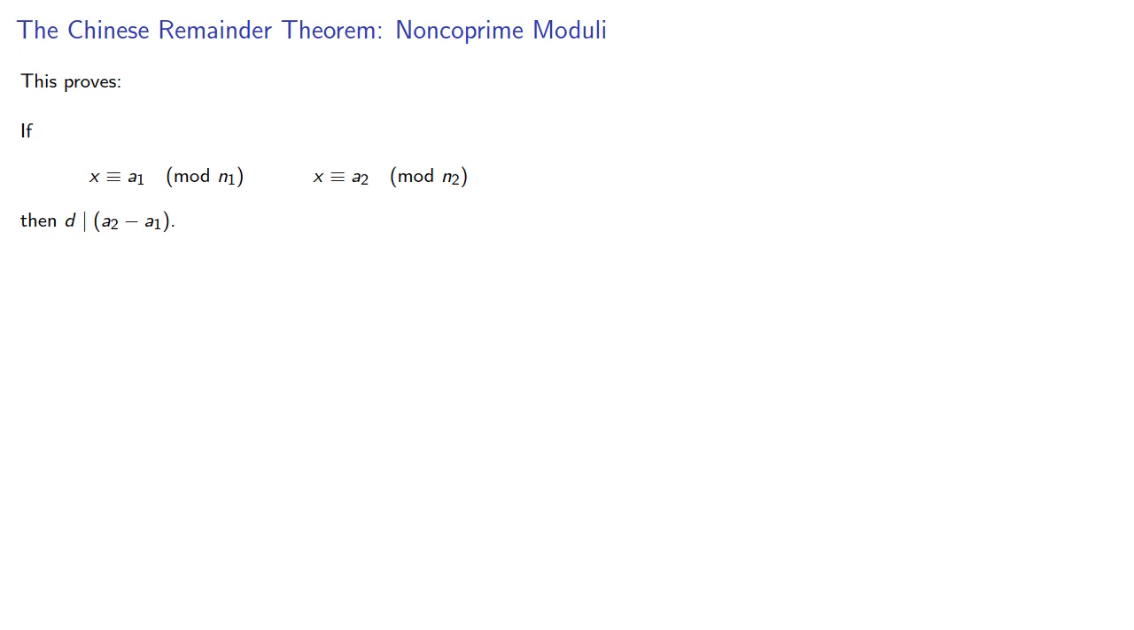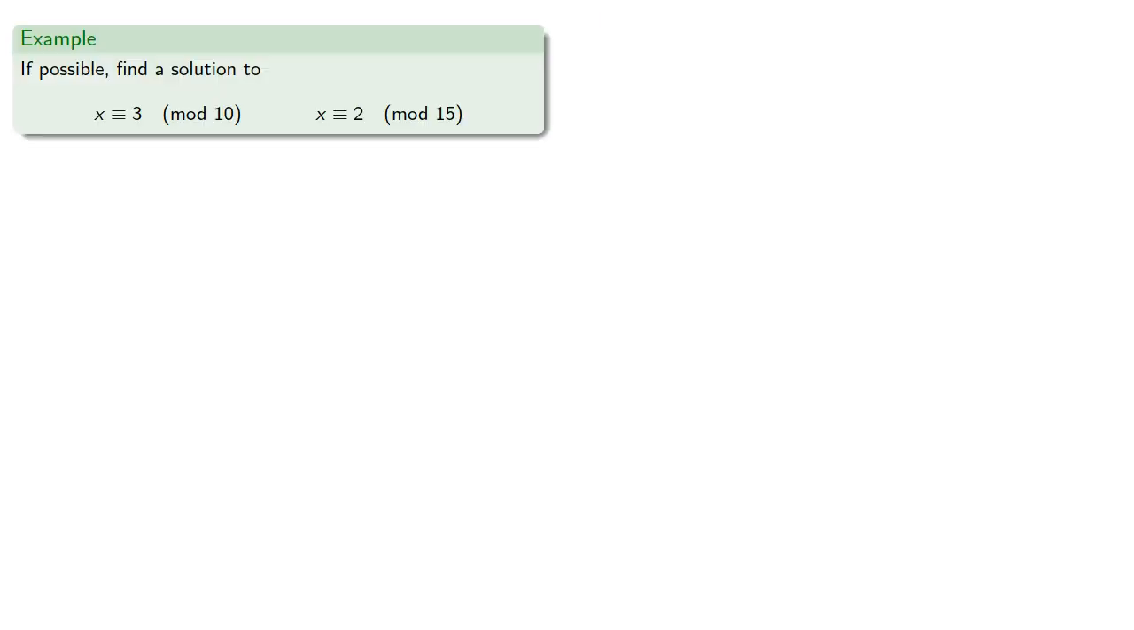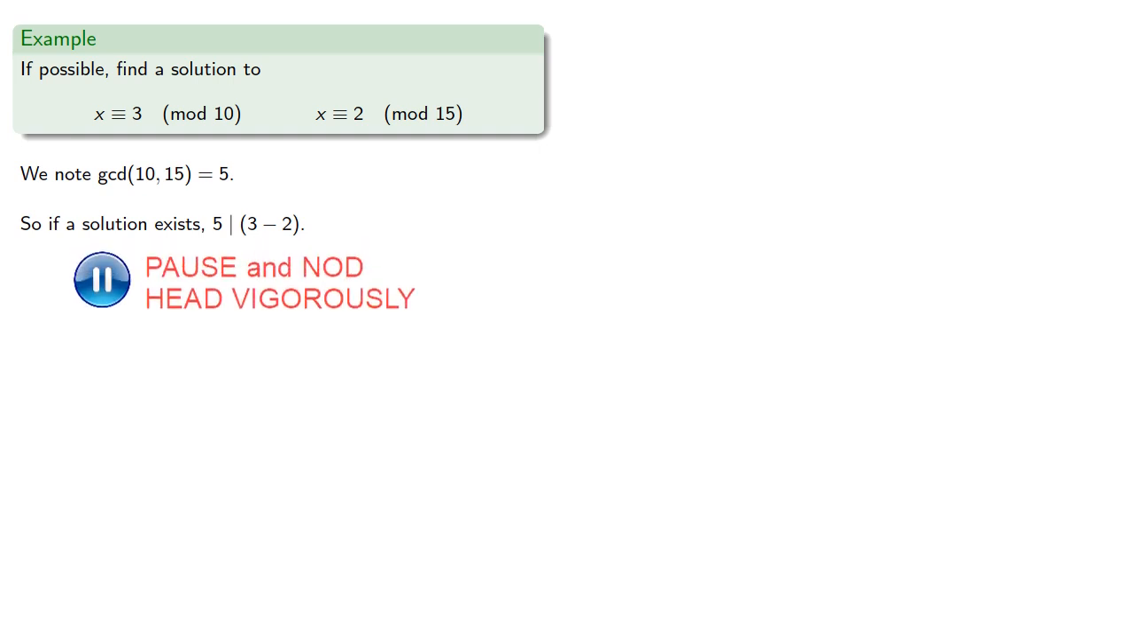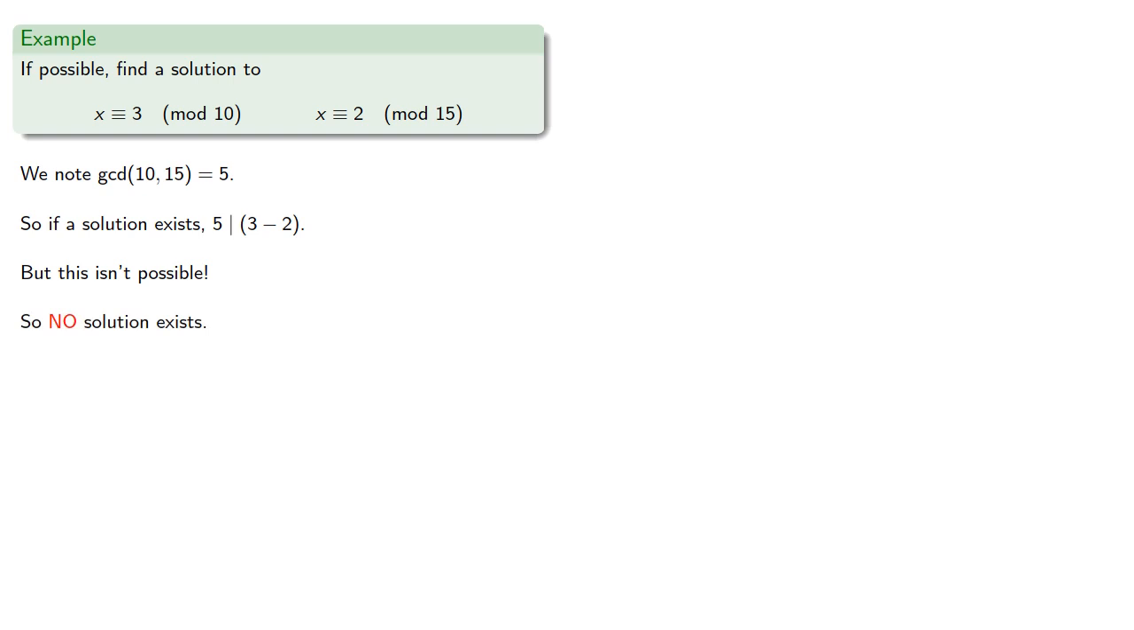Now, if d doesn't divide that difference, then x can't be a solution. And so we say that it is necessary that d divides the difference of the congruence. So, for example, we might try to find a solution. We note the greatest common divisor is 5, so if a solution exists, 5 has to divide 3 minus 2. But this isn't possible, so no solution exists.